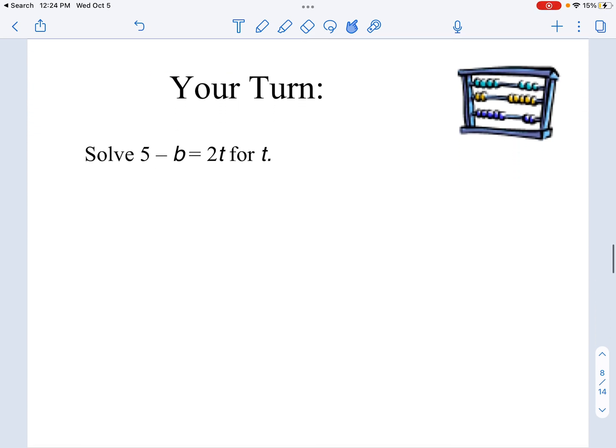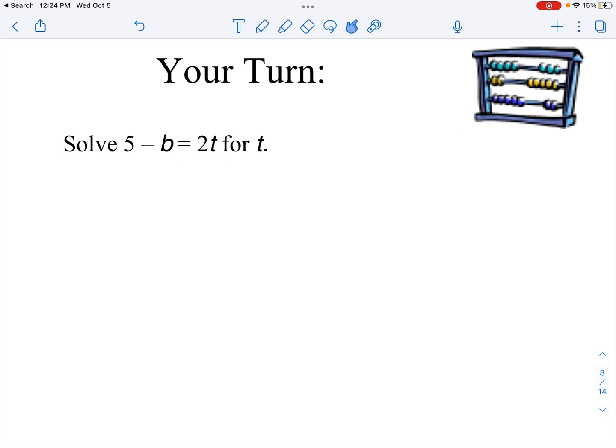Your turn. So go ahead and pause the video and see if you can do this one on your own, and then unpause to check your answer. So here we need to solve for T. T is here on the right side of the equation. I'm going to just point to T.